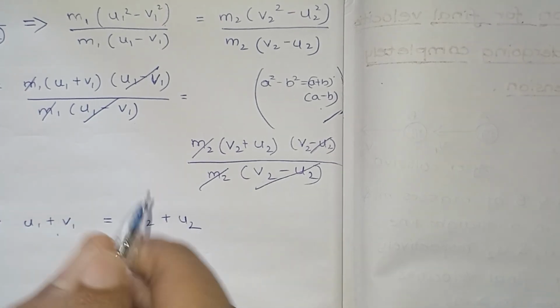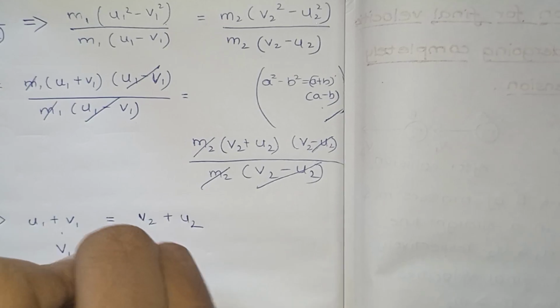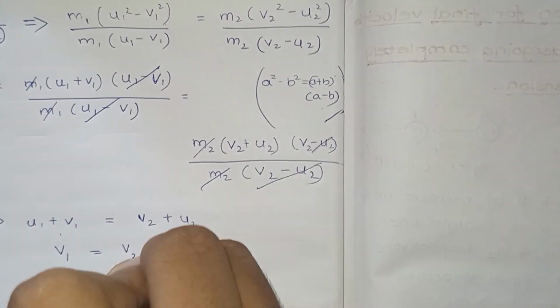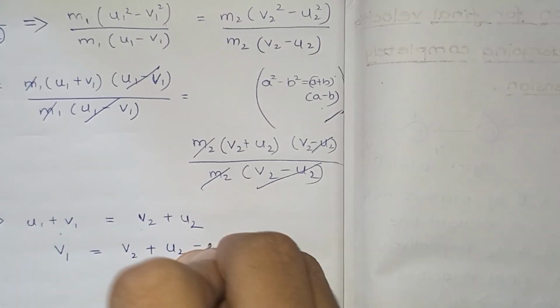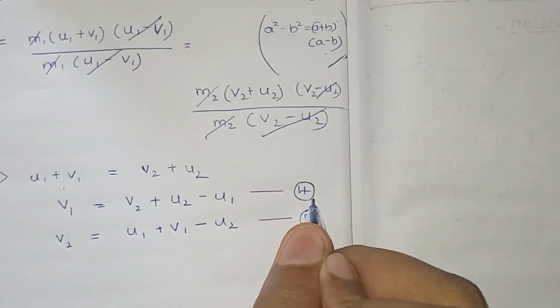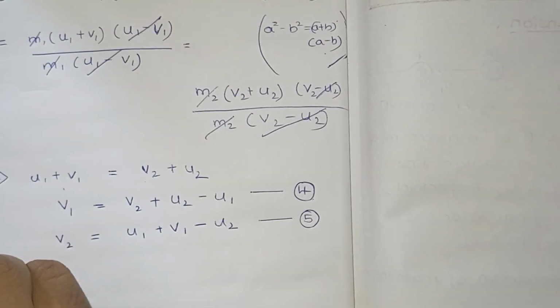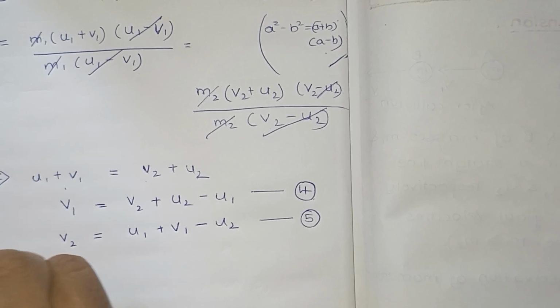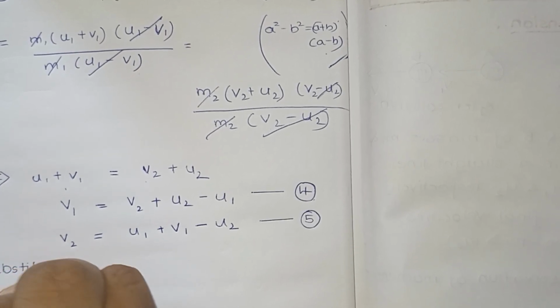In this we want v1, so v1 is equal to v2 plus u2 minus u1, since u1 goes to the right hand side and becomes minus. We will name it equation number 4. Similarly for v2, we get v2 is equal to u1 plus v1 minus u2.